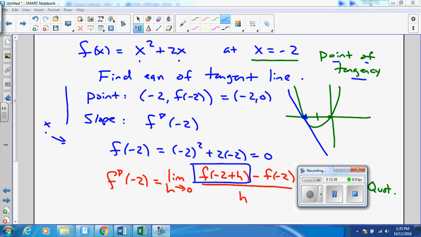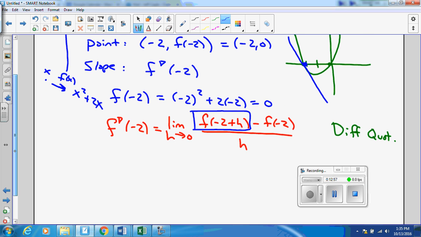Okay, so back to our story here. So what f of x does is it takes x and it squares it and adds 2x to that result right there, okay? So if I plug in x equals -2, then I get -2 squared plus 2 times -2.